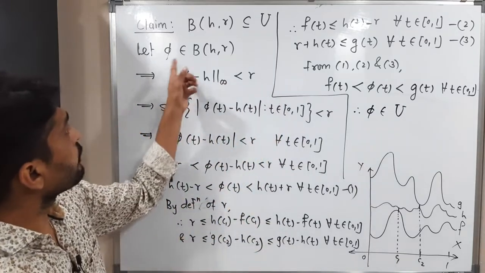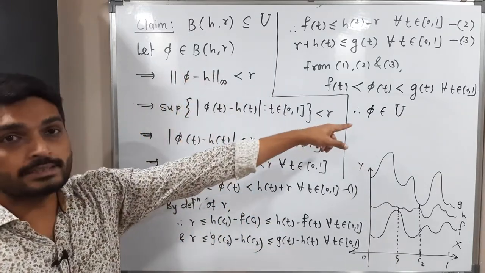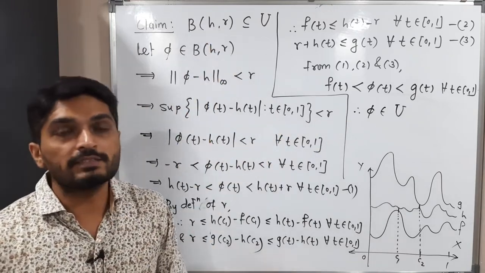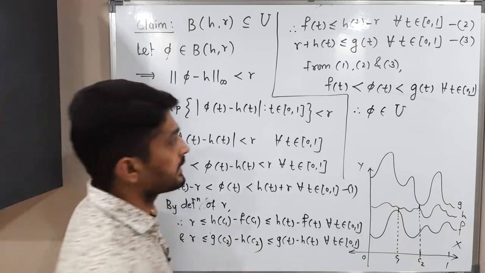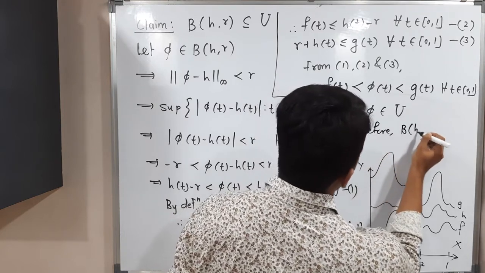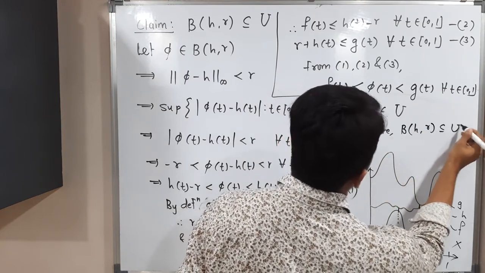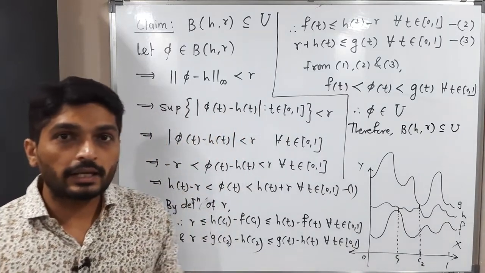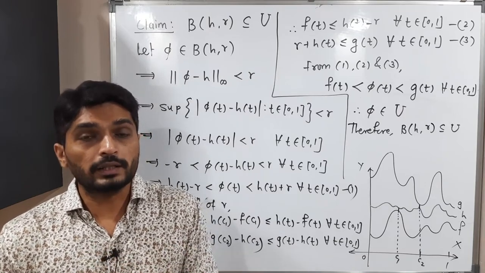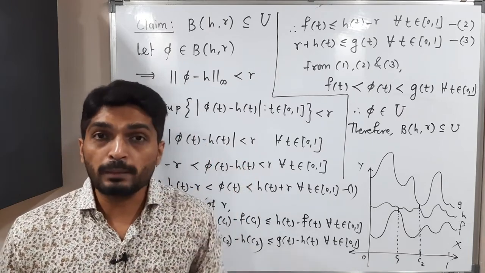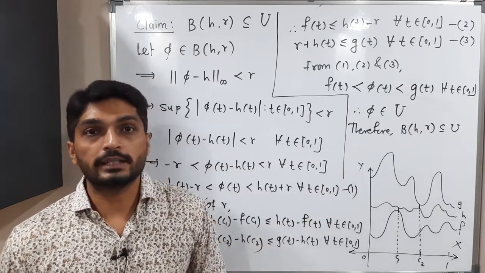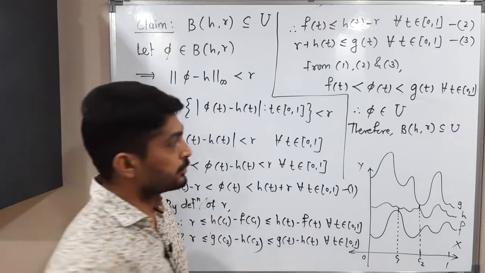Actually we had taken phi from this open ball and we proved that it is in u. That means we took one element from the first set and we proved that it is in the second set. So obviously we can say the first set is a subset of the second set. Therefore, open ball with center h, radius r, is a subset of u. We had taken h as an arbitrary element of u. And what we proved finally is that it is possible to find an open ball which entirely lies inside set u. So u satisfies the definition of open set and we can declare yes, u is open.